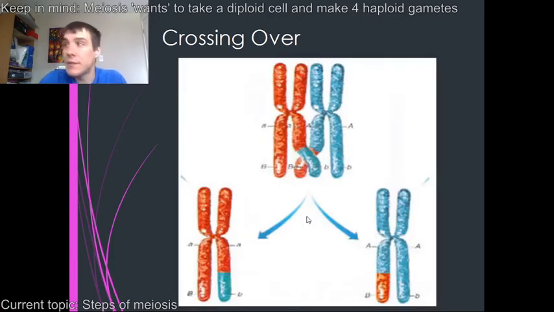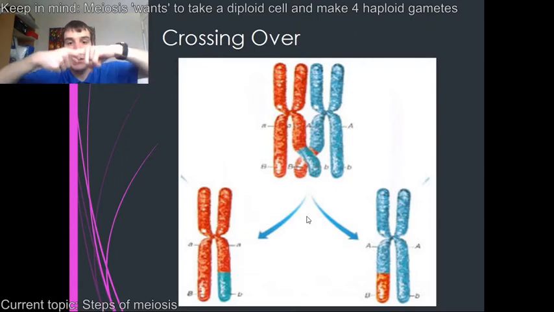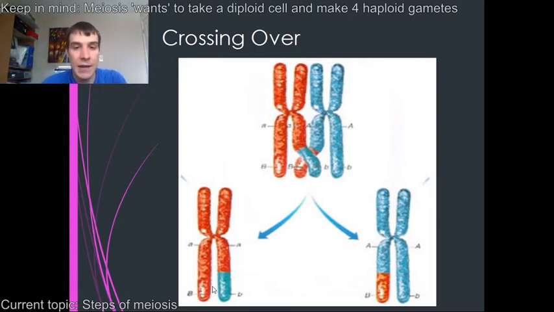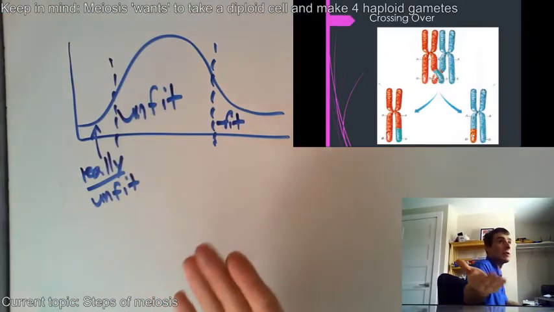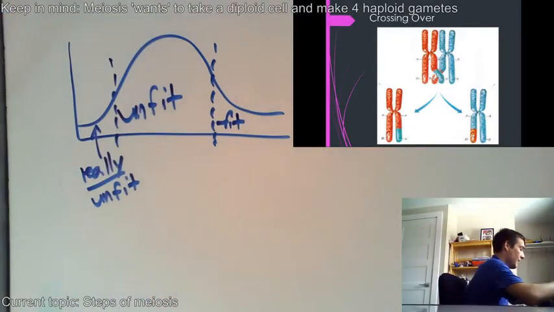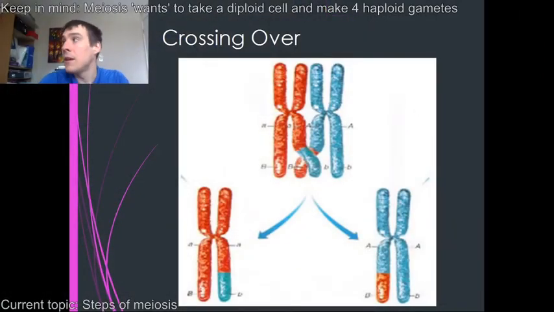Here's a great picture of it. So the picture of it is that they'll cross over, and so not only do you get half from mom, half from dad, sometimes the sperm will actually have 60% of dad's chromosome 21, and the other 40% is mom's chromosome 21. So you get even more variation, and just as a reminder, variation is good. Back to our view.